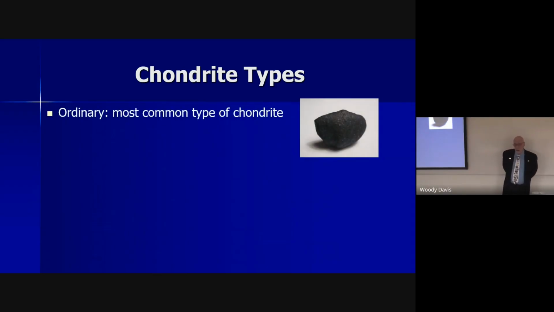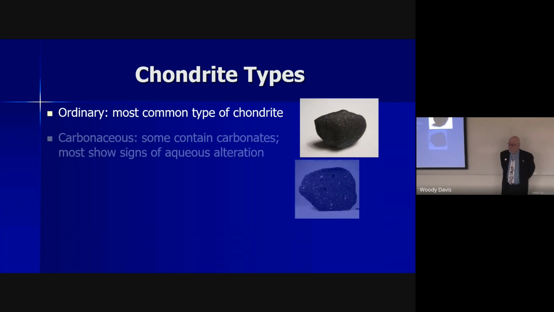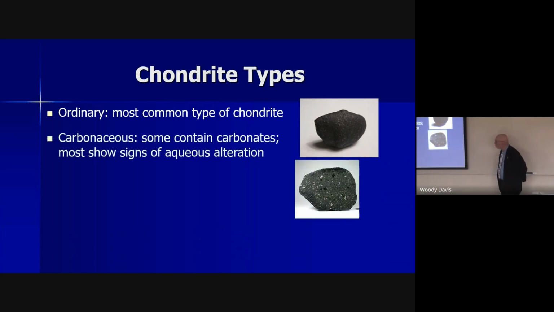And so, yeah, ordinary chondrites, those are most common. And so we picked a very distinctive name: ordinary. We have some other types that are called carbonaceous. And believe it or not, some of them do contain carbonates, but most show signs of being altered by water.